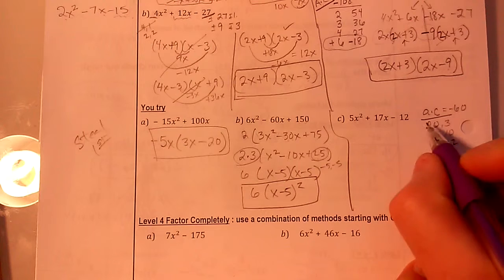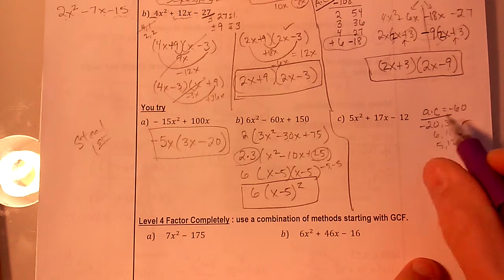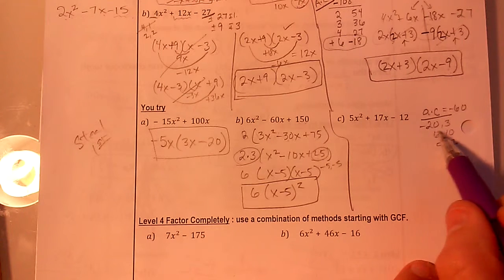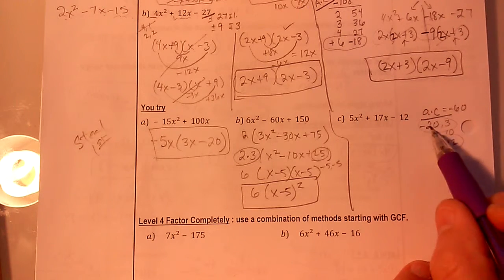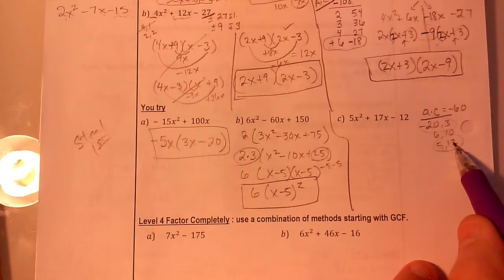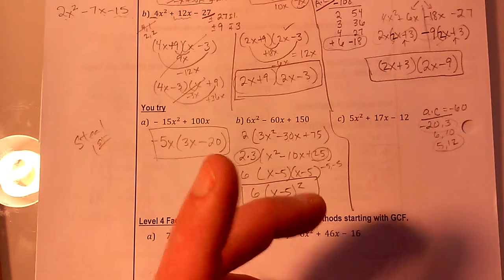Well, since this is a negative 16, my signs have to be opposite. Because I think these are both kind of enticing. You can tell 20 and 3 you can combine to make a 17. 5 and 12 you could combine to make a 17. But which one do we choose, right?